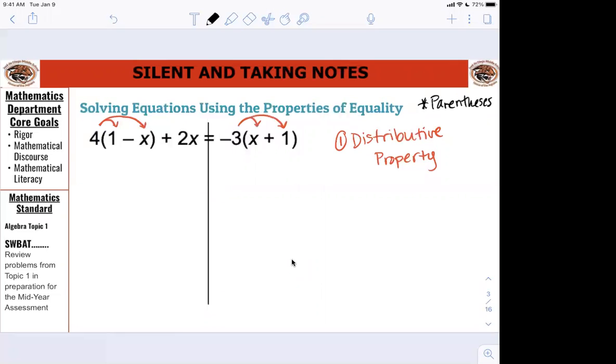4 times 1 is 4. 4 times negative x. Negative 4x. Negative 3 times x. Negative 3x. And negative 3 times positive 1. Negative 3. Good job. All right, cool.